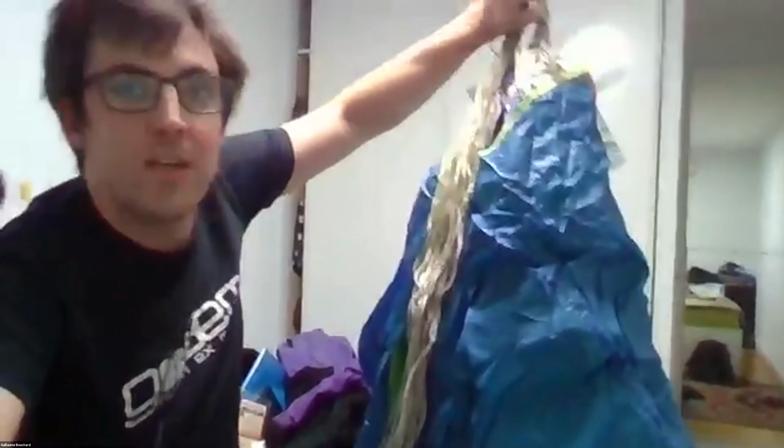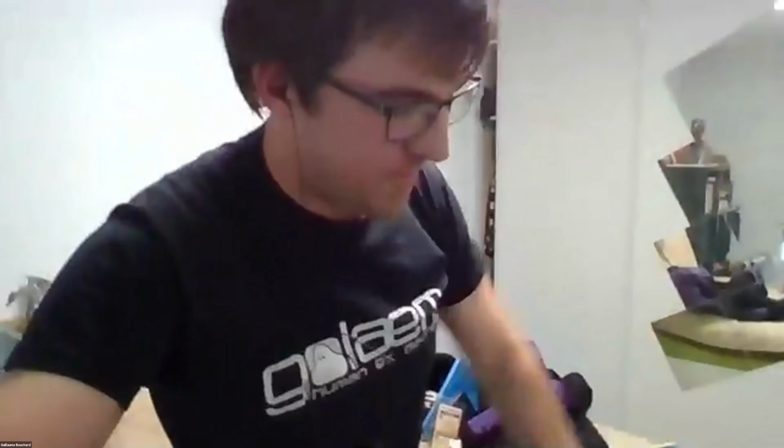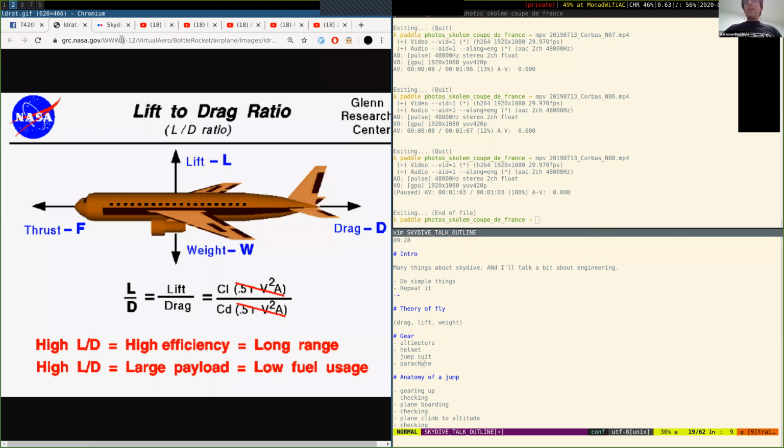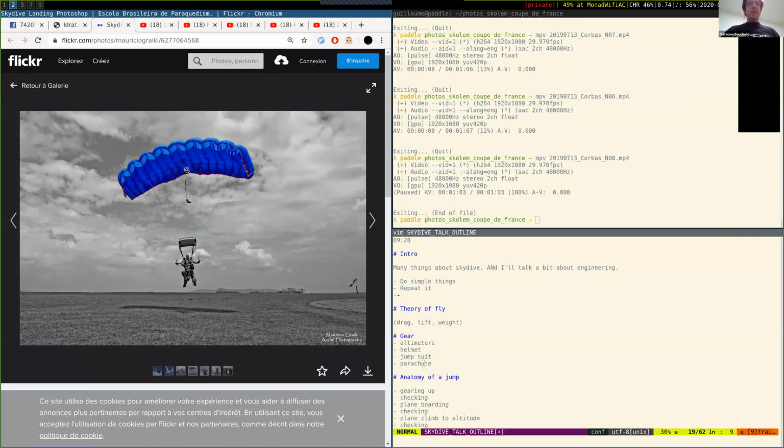My canopy is huge. I mean, it's something like 17 square meters. So yeah, it's something really huge. I think it's bigger than the room I'm in, so I won't be able to show you the canopy in a fully inflated state. Instead, I will show you a picture, and I think it will be better. So back to screen sharing. And I think I have a picture. Yeah, I have a picture of a canopy.